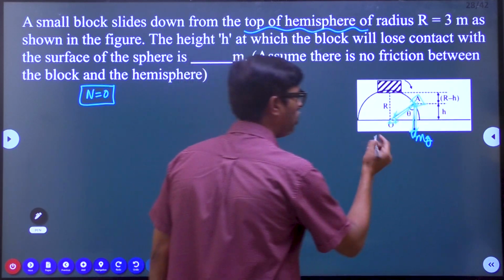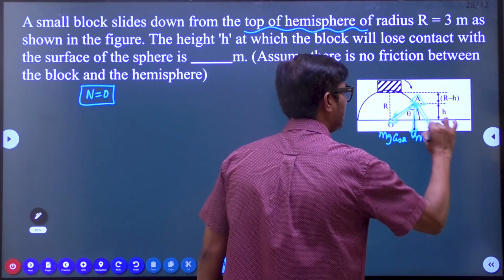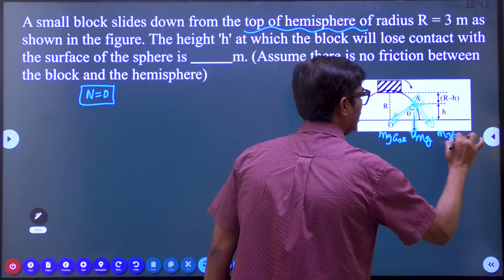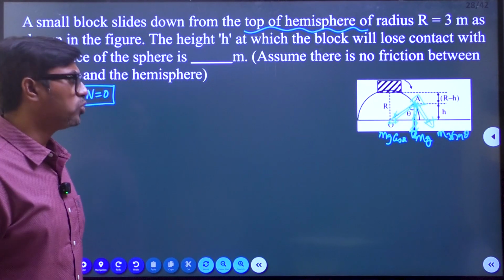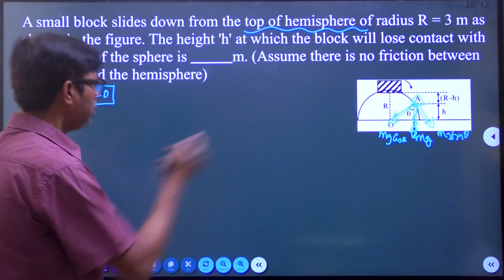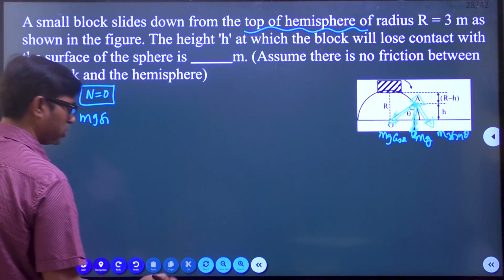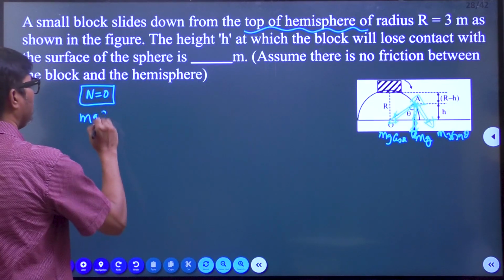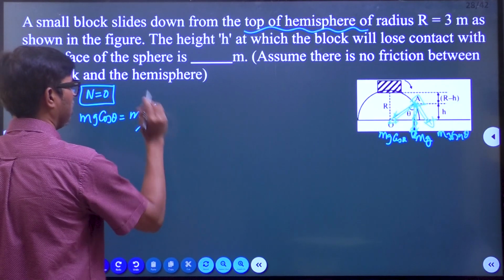You take gravity component in this direction, that will be mg cos theta. Mg sin theta is a tangential force there. How about normal reaction? At that moment, normal reaction is zero because it's about to lose contact. So because of mg cos theta, it is going to have centripetal acceleration. mg cos theta equals mv squared by r.